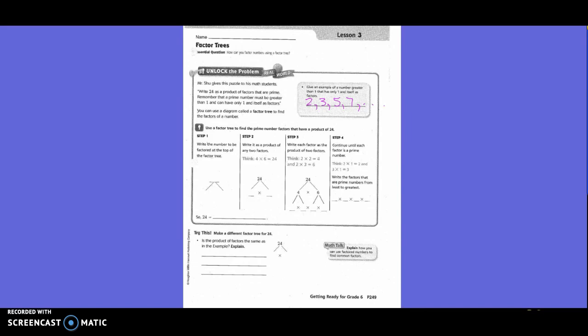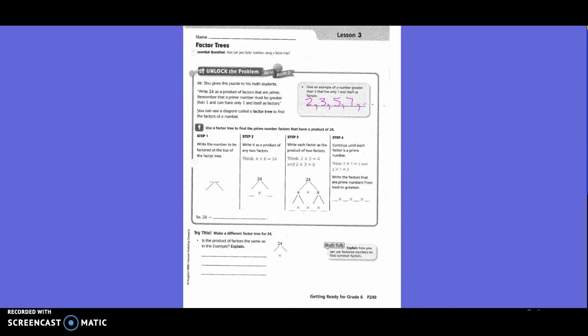But basically, 2 only has 1 and 2. 3 only has 1 and 3. 5 only has 1 and 5. 7 only has 1 and 7. 11 only has 1 and 11. What about 31? Yep. Okay, so it can be some larger numbers as well, right?